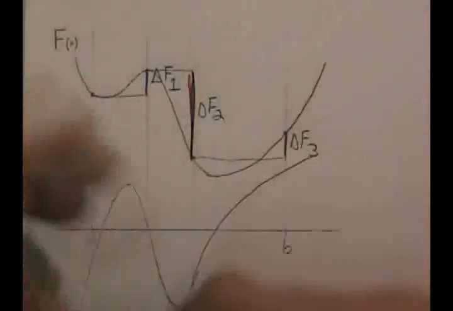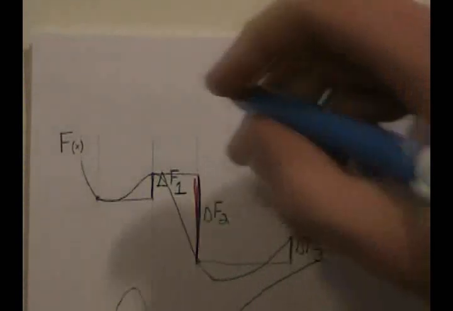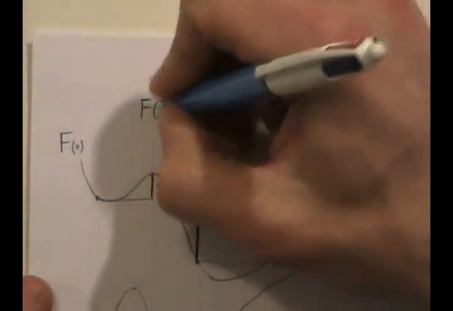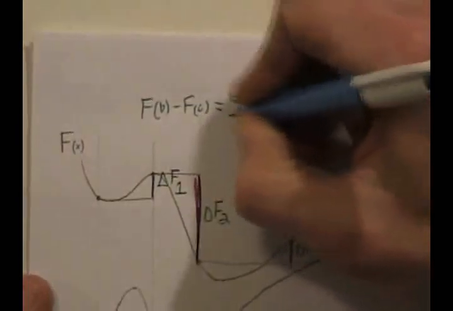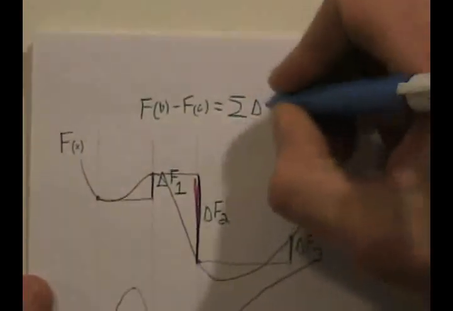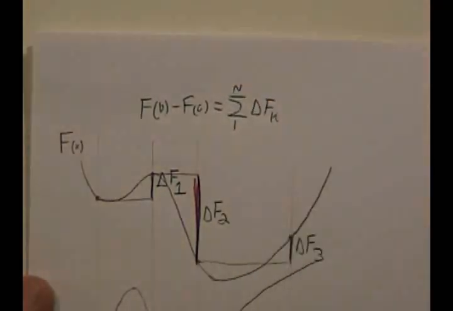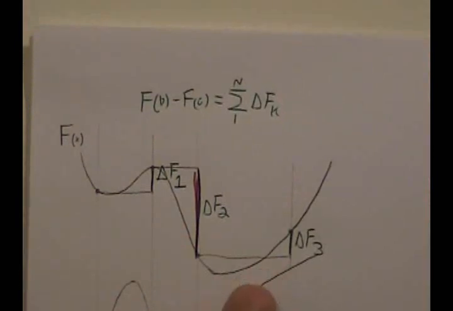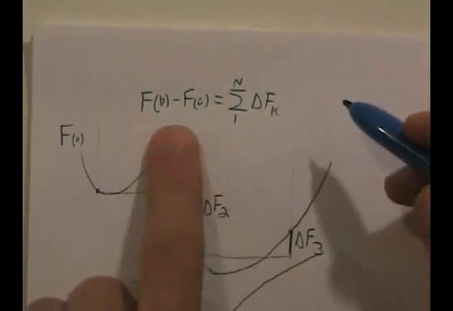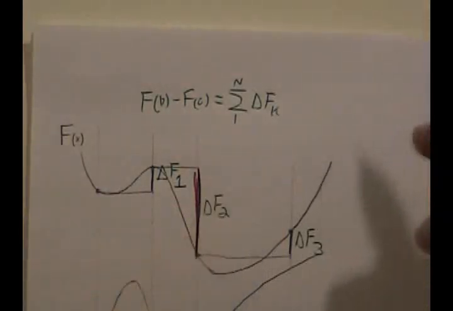One more thing about this: the total change in F, or rather F of b minus F of a, is equal to the sum of the delta F_k from k equals 1 to however many of these things I have. I only have 3 of them, but I could use as many as I wanted, millions and millions. This is what we need to understand: the total change in F equals the sum of the individual changes.